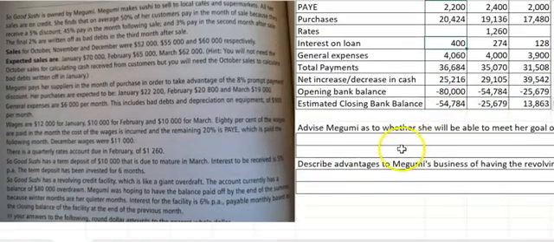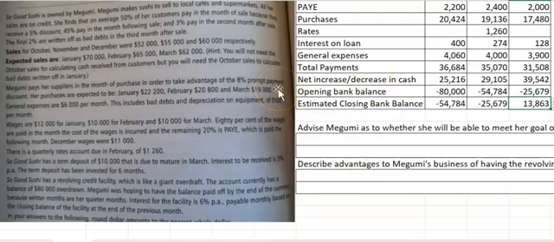Then you get some questions. Advise Magwemi whether she'll be able to meet her obligations of paying off her overdraft by end of March. That's a yes. Describe advantages for having a revolving credit pay off in the winter months. So you were saying that it means that she can go into negative and pay those fixed costs. So that's the end of that one.